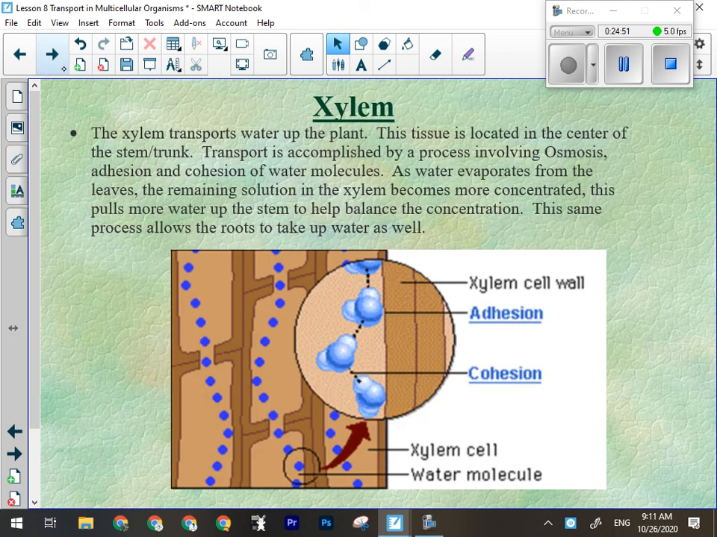Okay, so the xylem transports water up the plant. We were talking about this. There can be cohesion, a hydrogen bond between two water molecules, adhesion, a hydrogen bond between water and the inside of the xylem tubes, all supporting that column of water and not allowing it to fall back down. But also obviously osmosis plays a big part. As water evaporates in the spongy layer through the stomates and leaves the salts behind, that solution becomes more concentrated and that pulls more water up the stem to balance the concentration. So really important that you're able to explain that process as well.